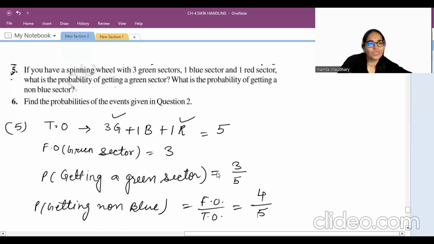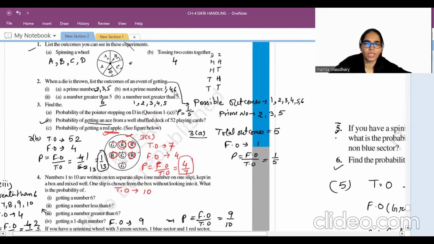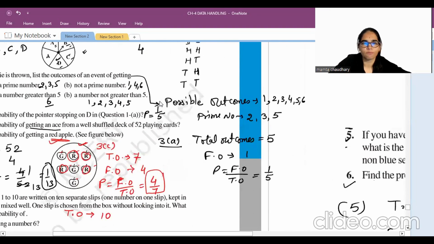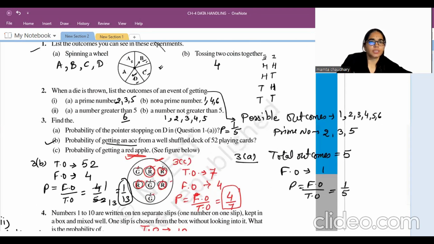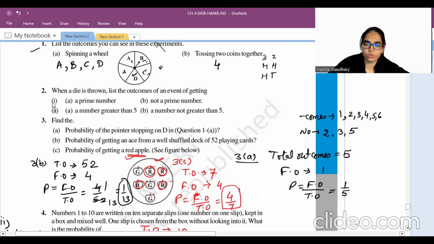Fine. Now, sixth question. Find the probability of events given in question 2. Okay. So question number 2. Now we need to find its probability. Yes, children. So I'll do one thing. I'll take this question separately, so it will be easy for you also to understand, where we need to find probability of each and every event.